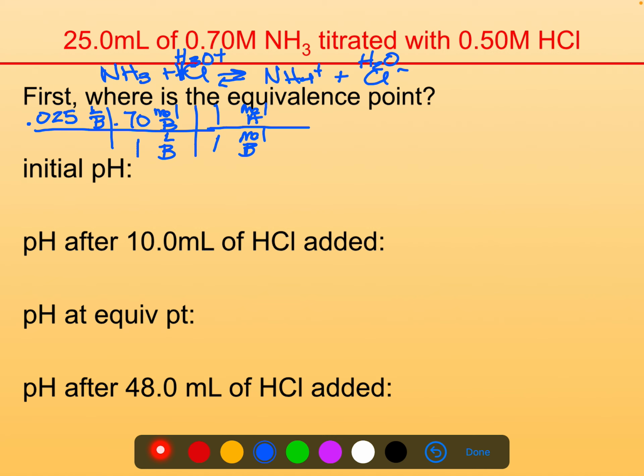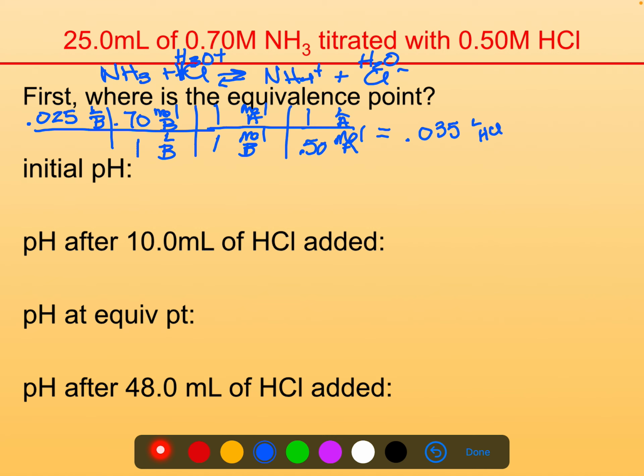And then once we have moles of acid, since we know molarity, we can continue, change from moles into liters using the molarity of the acid, which is 0.50. So if we put that in the calculator, this should reach the equivalence point at 0.035 liters of hydrochloric acid.